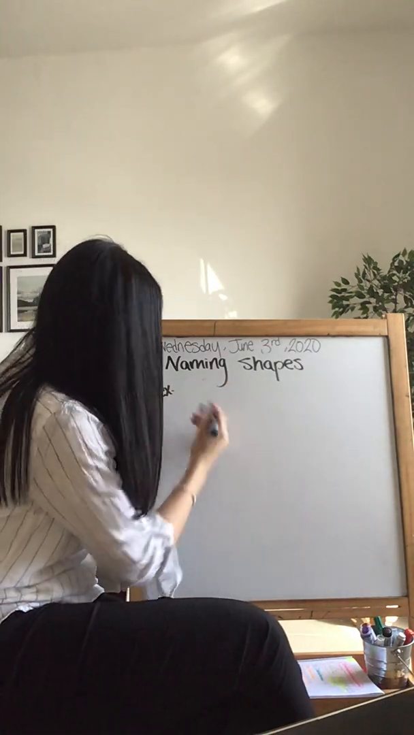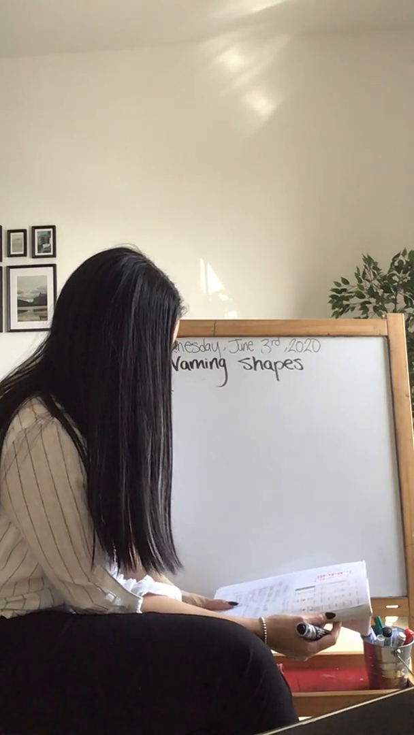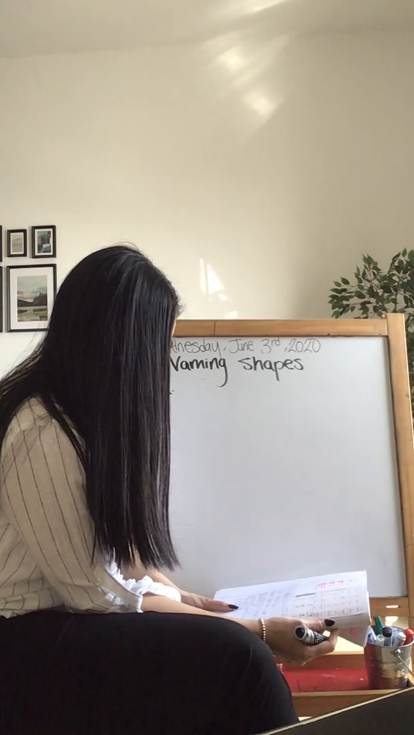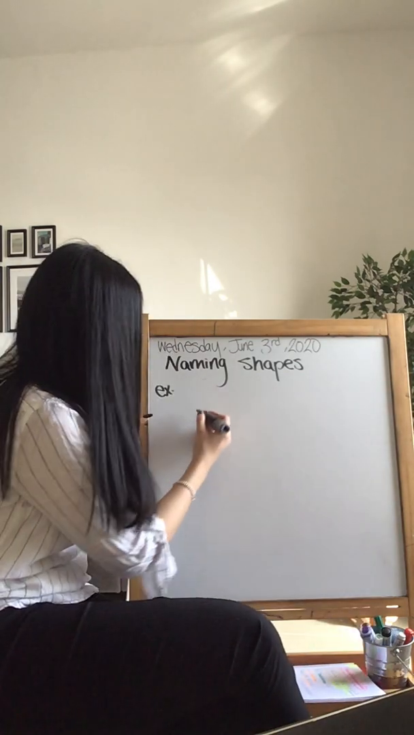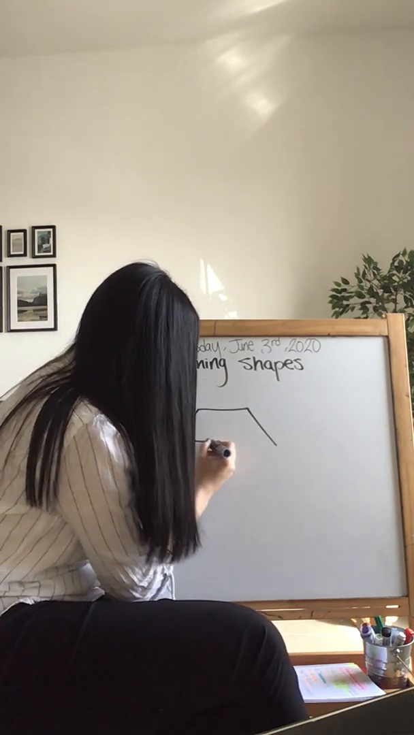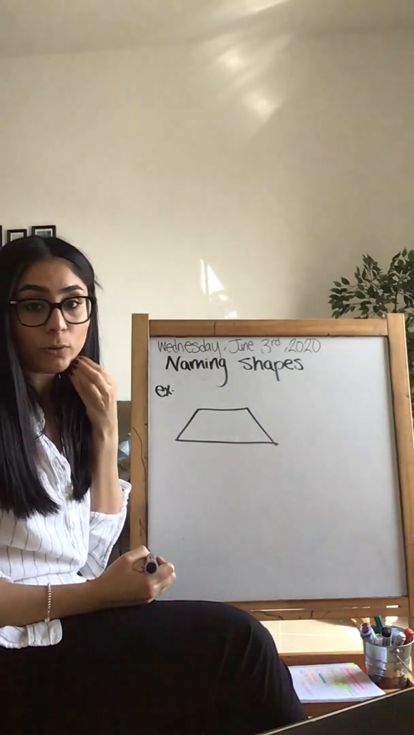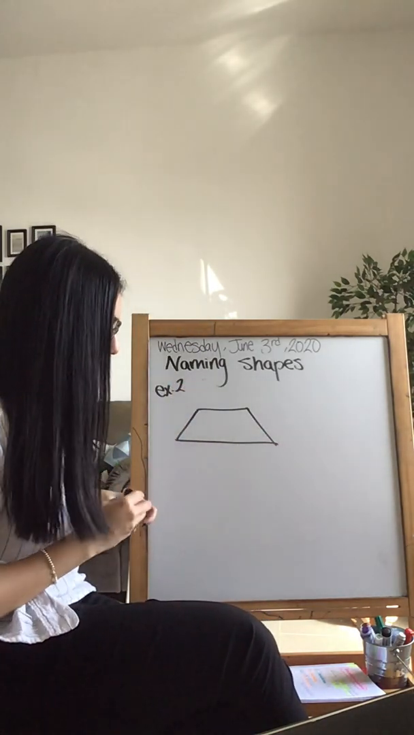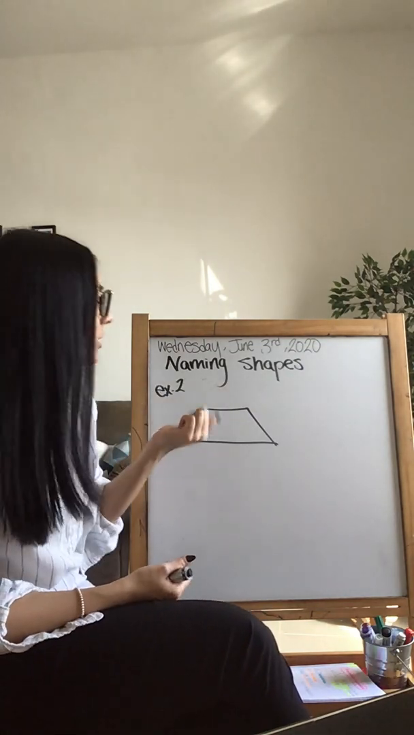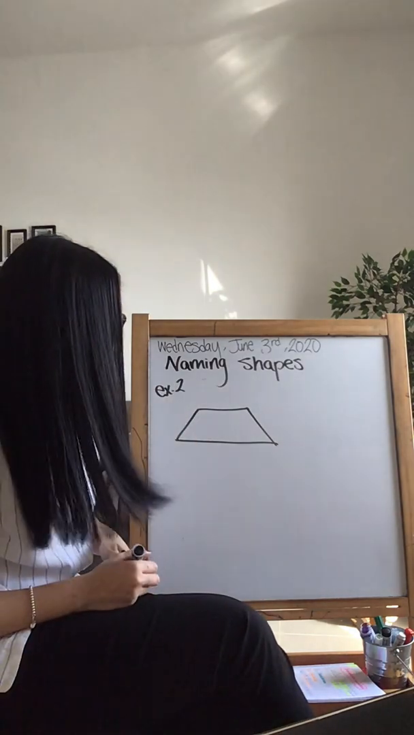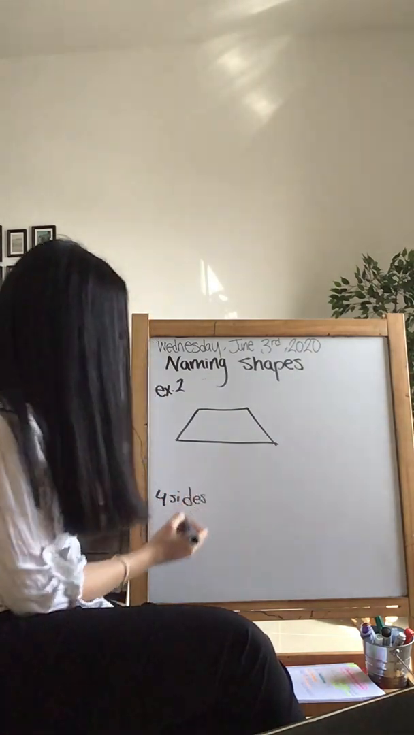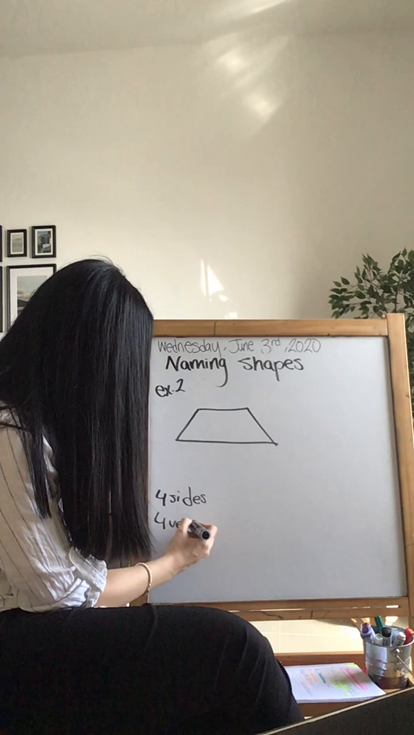So let's say, yeah, that's fine. Okay, let's do another one. Okay, that's a trapezoid. So example number 2 is a trapezoid. Now remember, look at the steps. So I want to label this. So let's just quickly go over it. How many sides does this have? There's 4 sides, okay. 4 sides. How many vertices? 4 vertices.